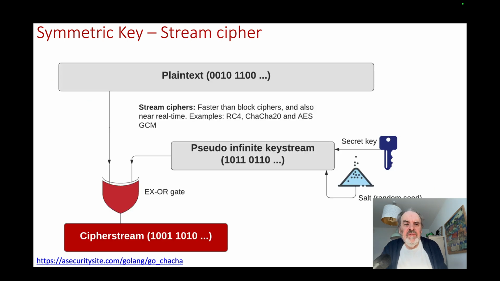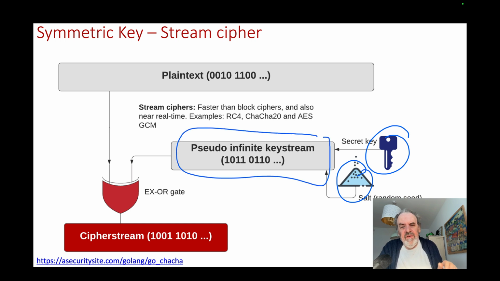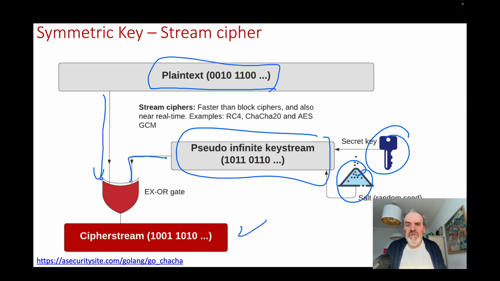So with a stream cipher, what we have is different, is that we have a secret key, some salt value, and then that will create an infinitely long key stream. But it just has to be as long as the plain text stream. We then take one bit at a time and we XOR them together to give us our cipher stream. This is a much faster method typically than the block cipher.